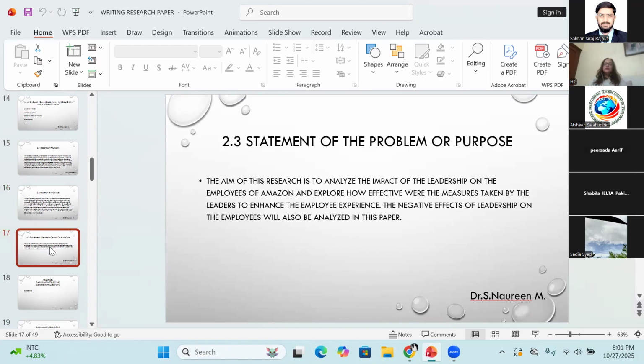Next is the statement of the problem. This is actually the aim of the research: to analyze the impact of leadership on the employees of Amazon. It's an example. What you're seeing on your screen right now is a kind of topic about the leadership of Amazon and its effect on the employees. That's the topic, and the rationale or the purpose explains why you have taken this topic or why it was important for you.